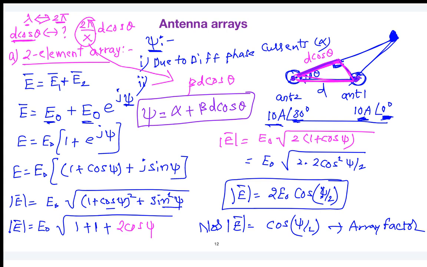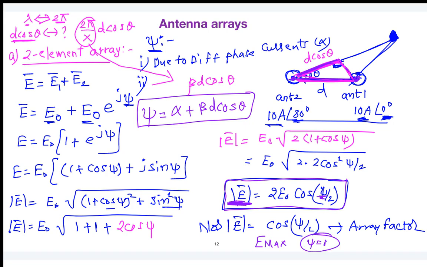Now there is one very interesting thing I told you. First of all, antenna arrays are important in order to increase the gain, isn't it? By cascading, what will happen? See, the resultant electric field is 2E0 cos psi by 2. So your electric field is going to be maximum provided your psi value is equal to 0. Yes or no? So the electric field is maximum if psi is equal to 0.